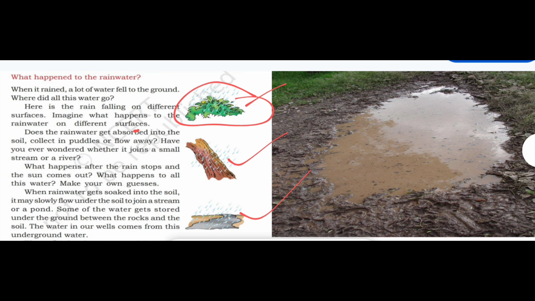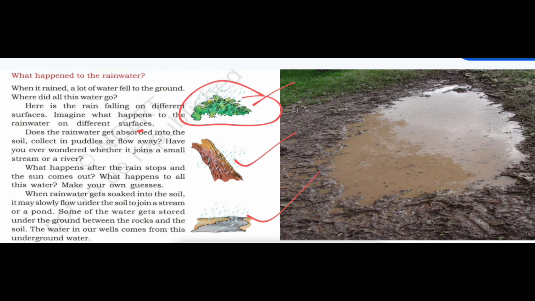Do the plants absorb water? No, the plants don't absorb water from the leaves. They absorb water from the roots. So definitely it will absorb water from the roots, the underground water. But will it absorb water from the leaves? No. The second one, this is either a tree bark or a branch of a tree.